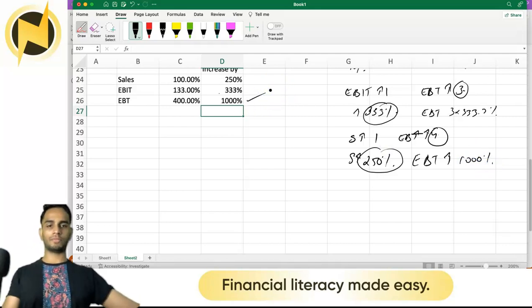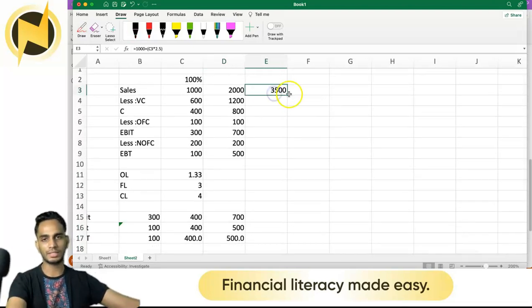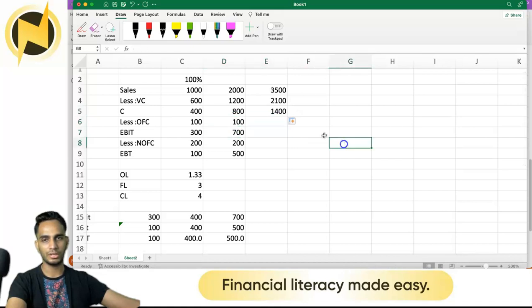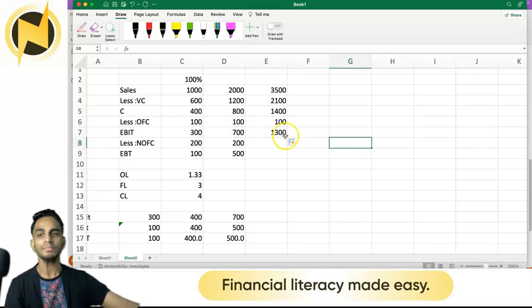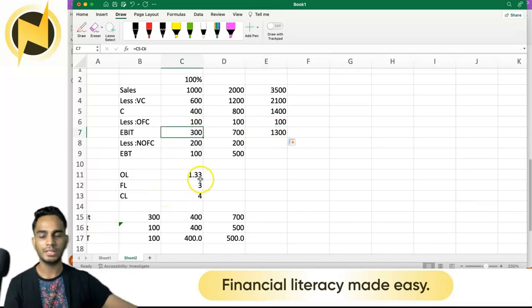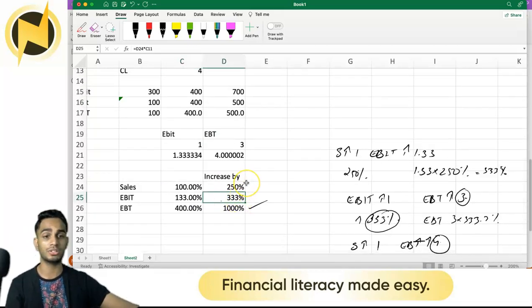Now let's confirm whether our finding is right or not. Here, my sale is 3,500. My variable cost will be 60% of the same, so it's 2,100. Contribution is 1,400. Less operating fixed cost of 100 will give me an EBIT of how much? 1,300. So EBIT definitely went up from 300 to 1,300. What was the increase that was supposed to happen? 333% was the increase that was supposed to happen.